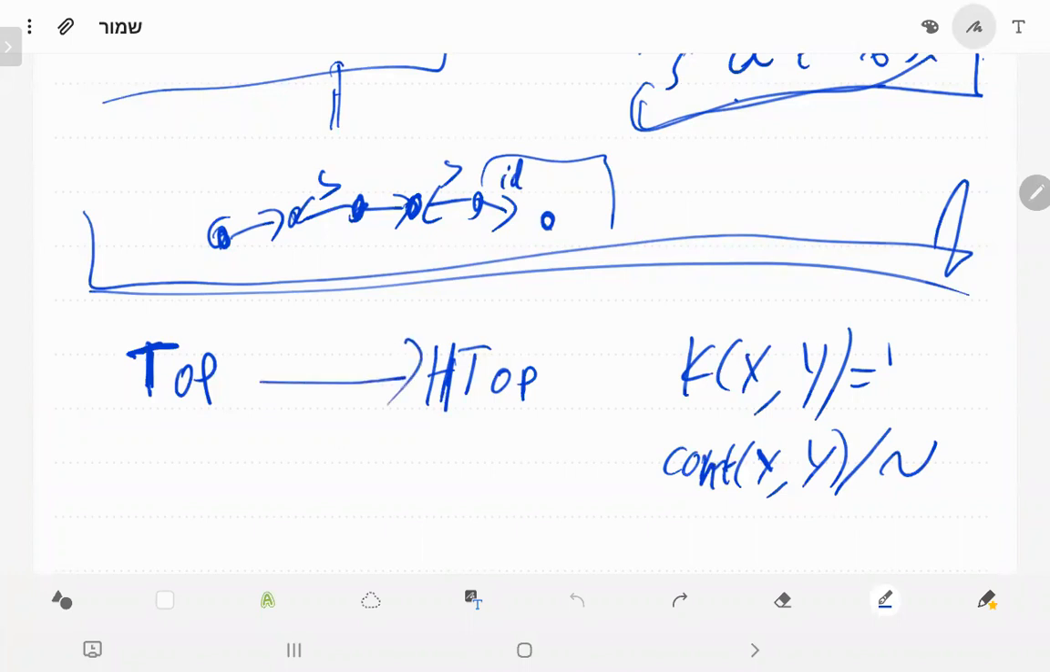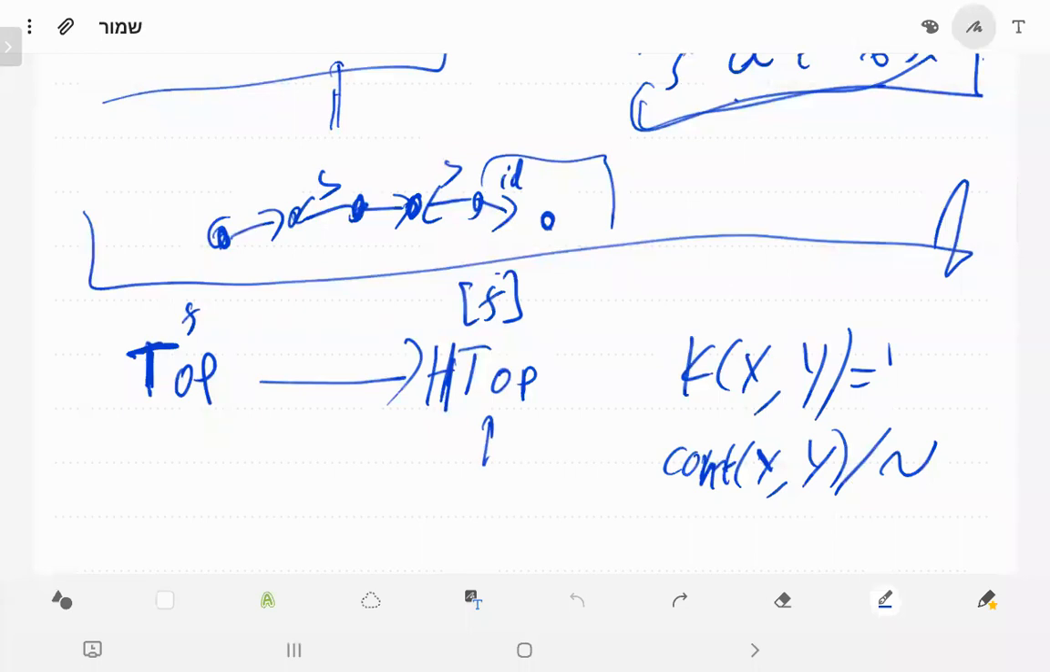Now consider this functor. The nice thing about this functor is that many morphisms F that were not homeomorphisms before, that were not isomorphisms before, become isomorphisms here. So this is basically the definition of homotopy equivalence. A map is a homotopy equivalence if it is an isomorphism in this category. So it means that we have an inverse map such that both compositions are not equal to identity but homotopic to identity.